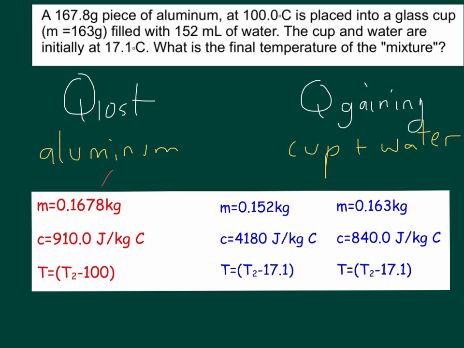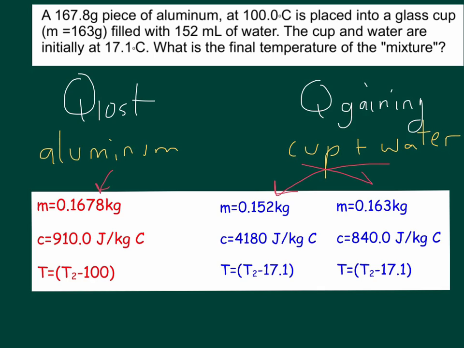Okay, so here's all the data for our aluminum. It's got a mass of 0.1678 kilograms, must be put into kilograms. Specific heat capacity of aluminum, and this is the change in temperature. We don't know what the final temperature is, but it started at 100. The water information is right here. So it's 152 milliliters, which would be 0.152 kilograms, specific heat capacity of water, and we don't know what the final temperature is, but we know the original temperature of the water was 17.1.